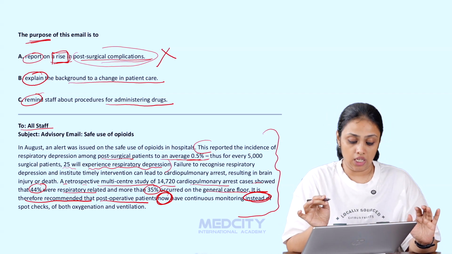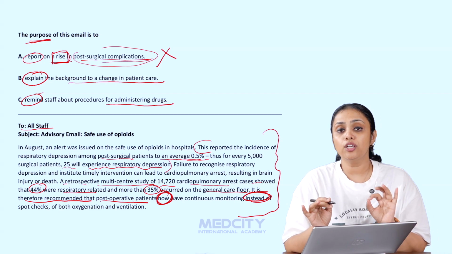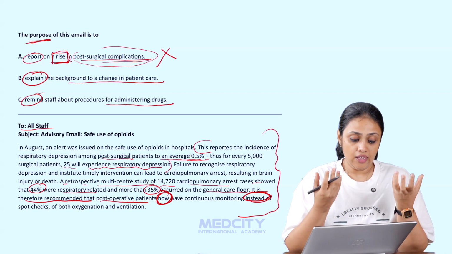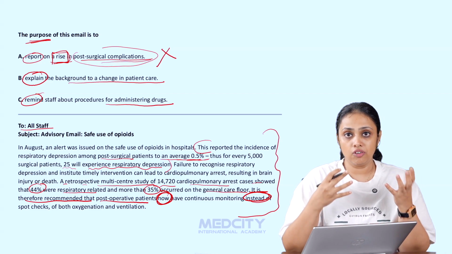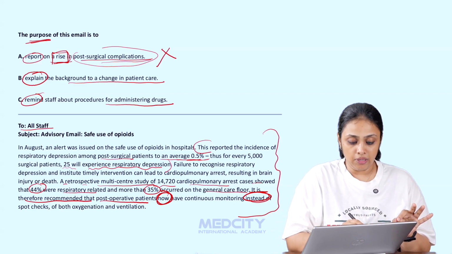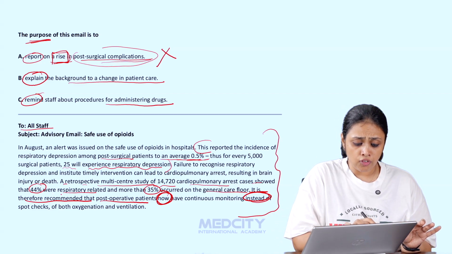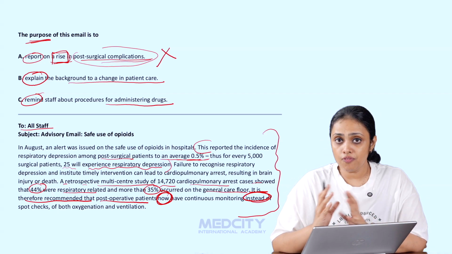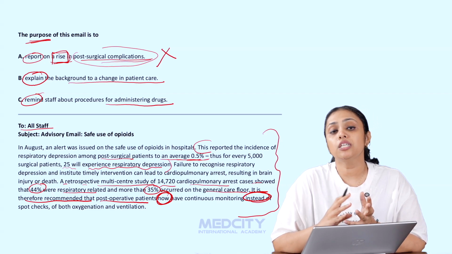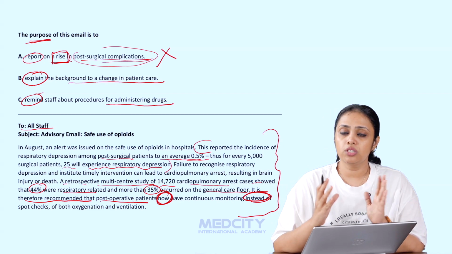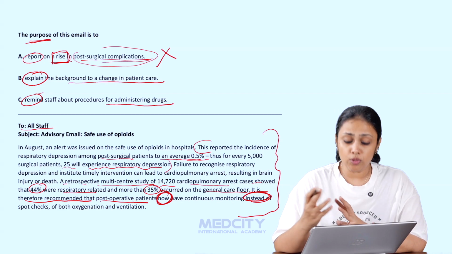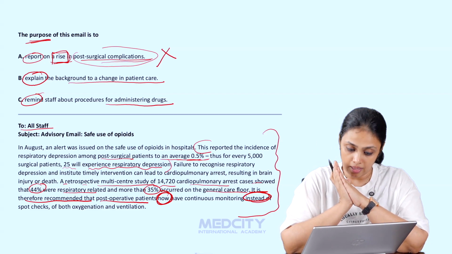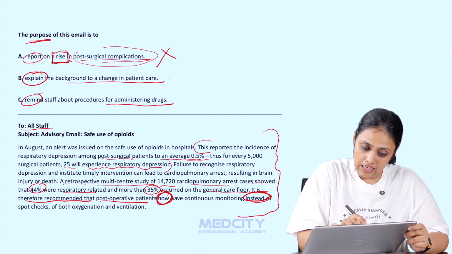Earlier, post-operative patients were provided only spot checks at regular intervals, but because of this large number of respiratory related problems, they have mentioned here 44% respiratory related and 35% occur on the general care floor. Because of this large number, they have decided to make a change in the patient care. Instead of just checking post-operative patients at regular intervals, now they have decided to provide continuous monitoring to the patients. So this is the answer.